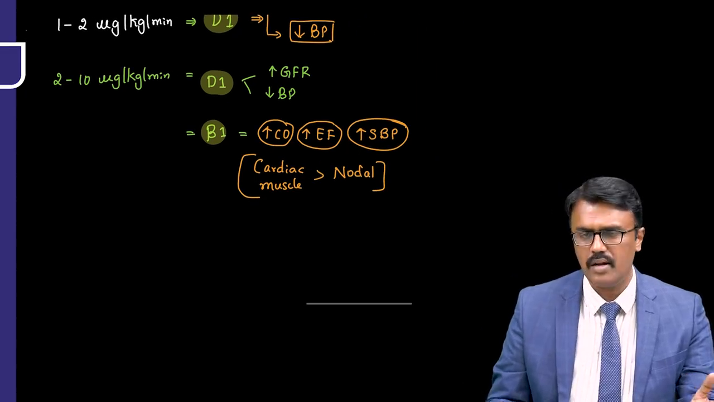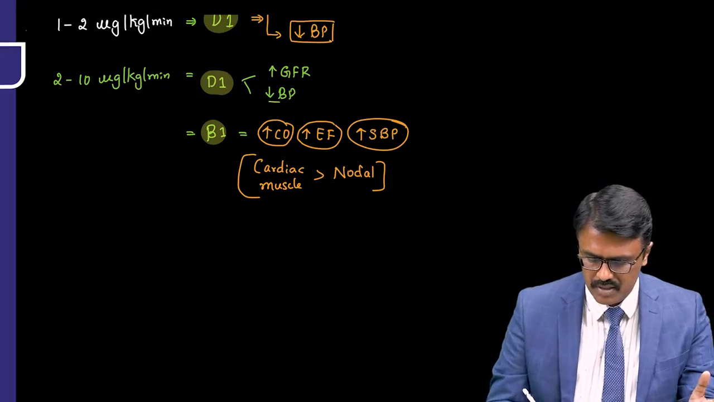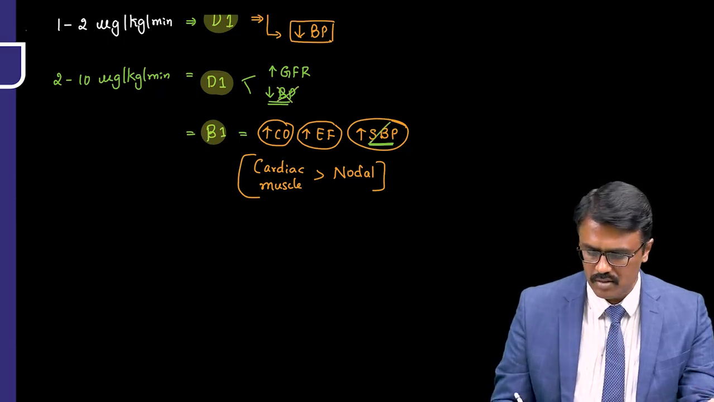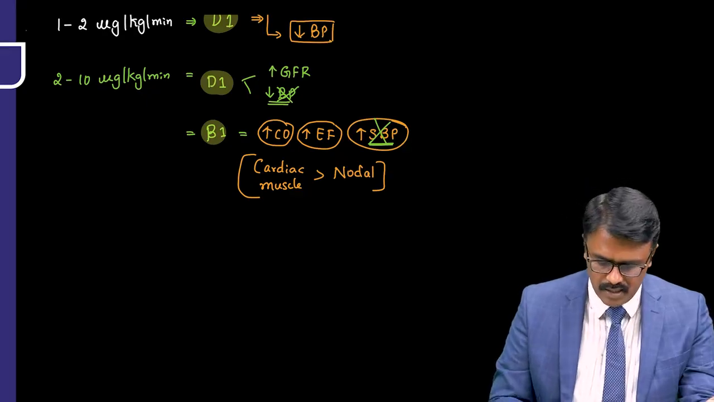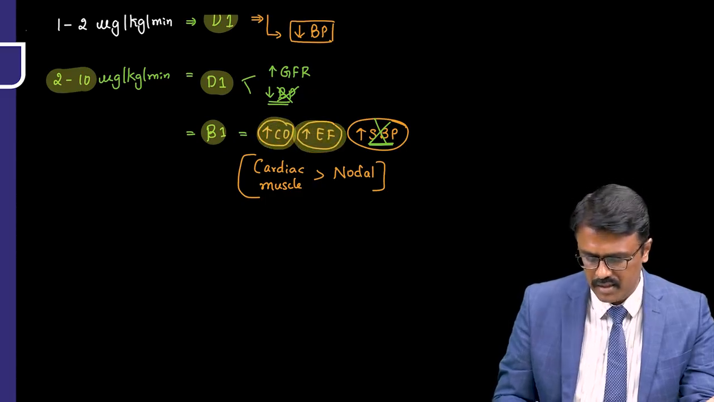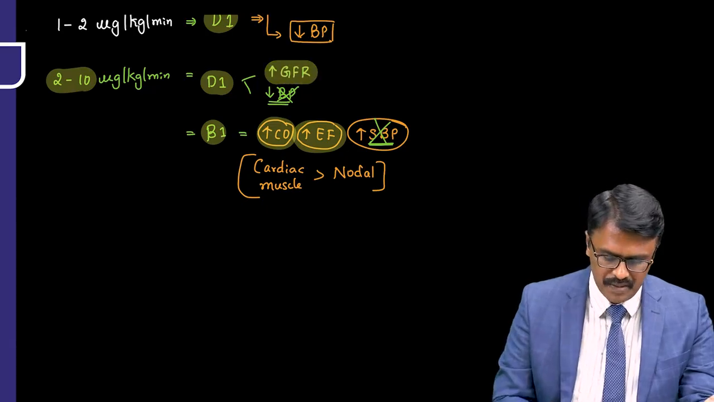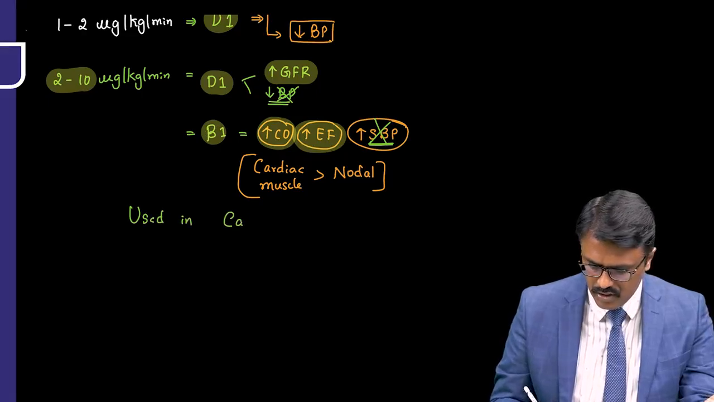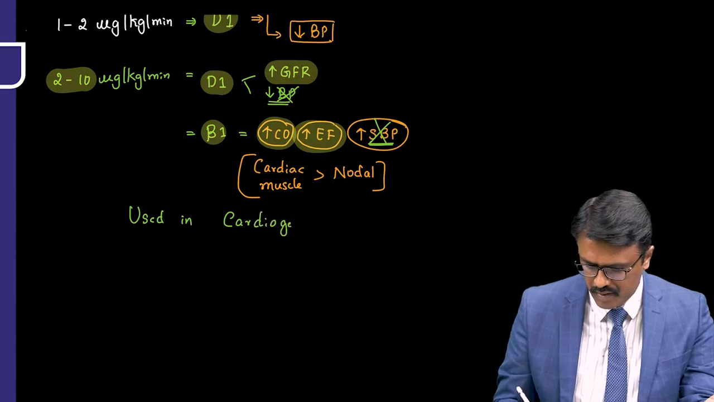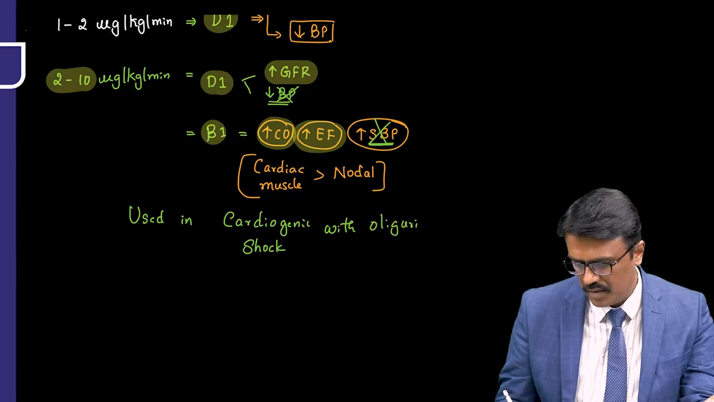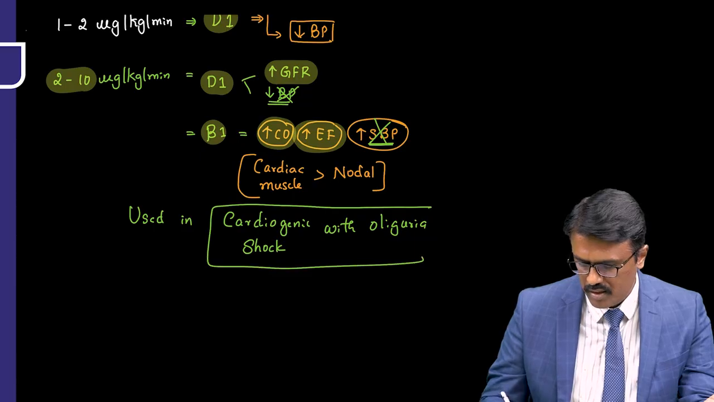Sir, will they cause hypertension or hypotension? Remember, the BP which is decreased here, the BP is increased here. They will cancel each other. So no need to worry about the BP here. So what is the advantage of giving 2 to 10? The cardiac output is increased, ejection fraction is increased, GFR is increased. So at this dose, the drug is used in cardiogenic shock with oliguria. Cardiogenic shock with oliguria, if they ask in the exam what the drug of choice is, you have to tell dopamine.